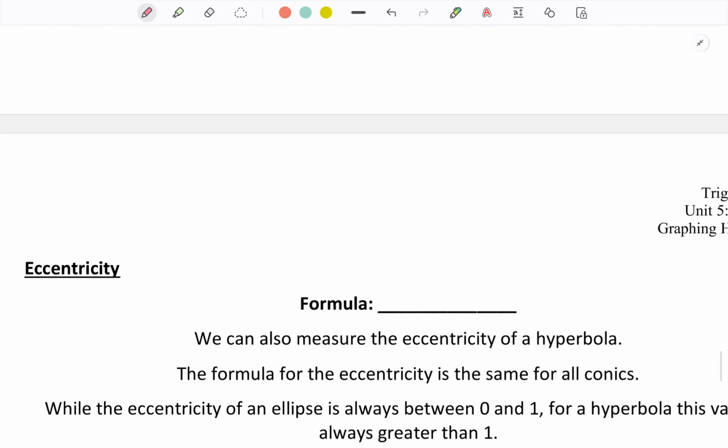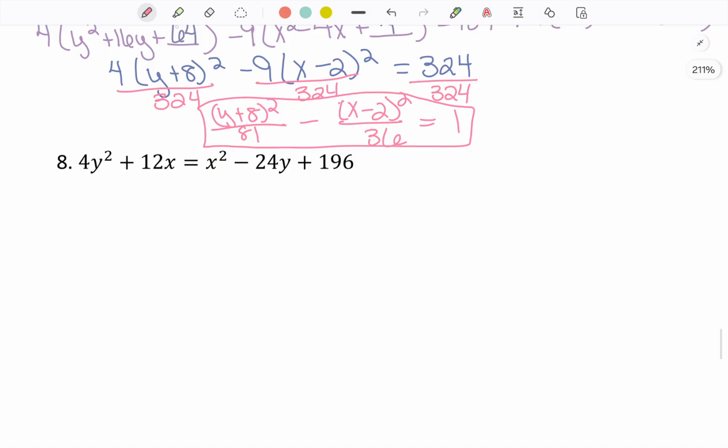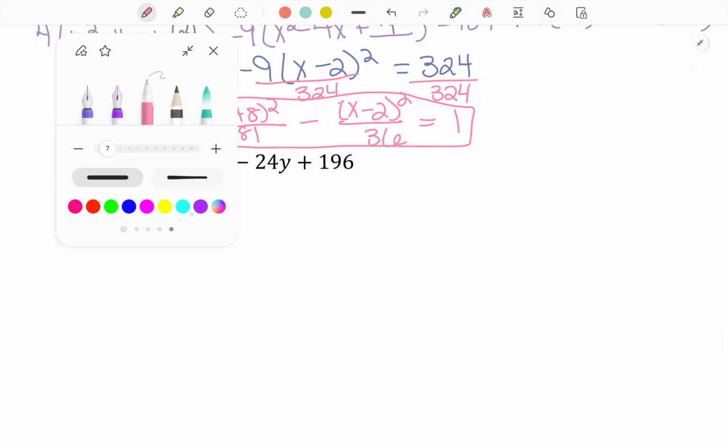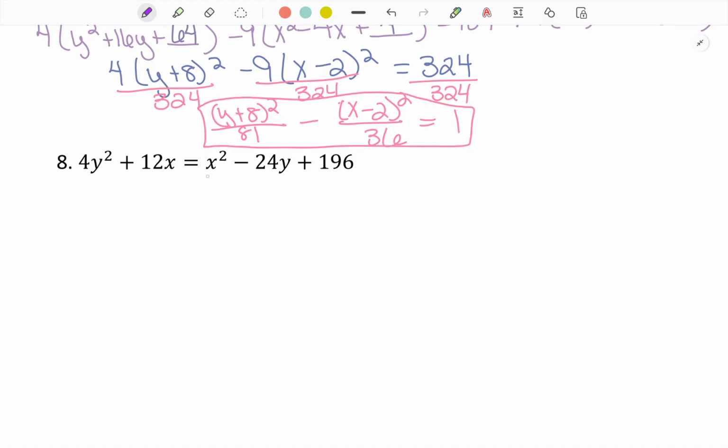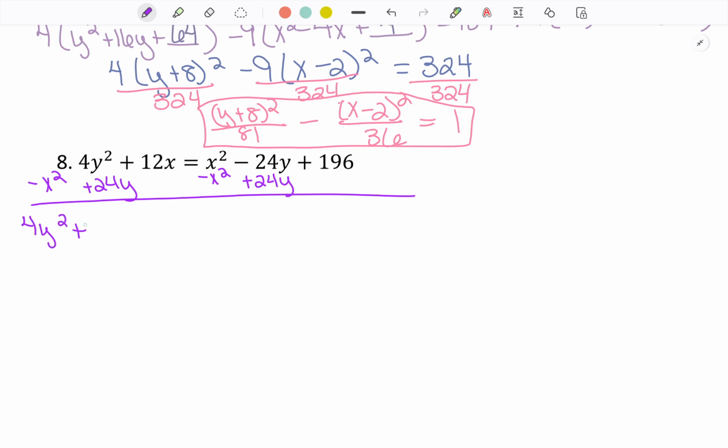Okay, so for number 8, we're getting close to done. We have, let's see, we need to subtract the x squared and add the 24y. And so it looks like we need to have our y's in front again. So we'll have 4y squared plus 24y minus x squared plus 12x equals 196.